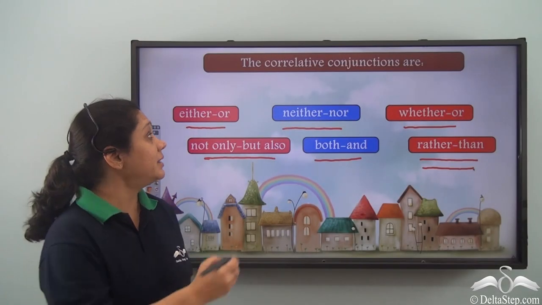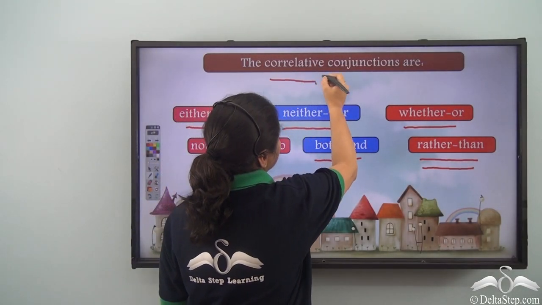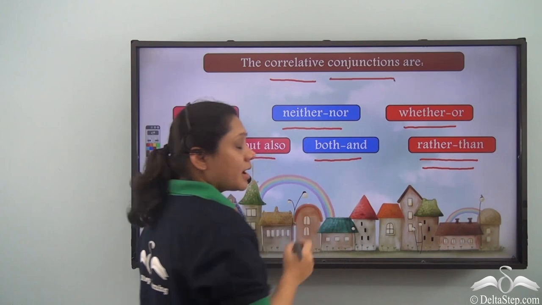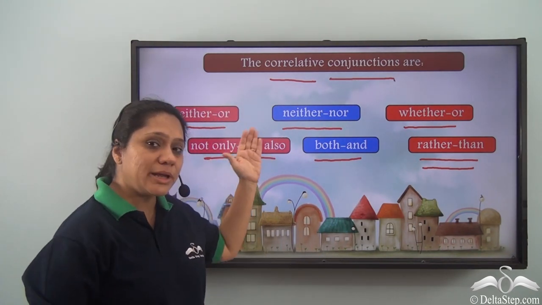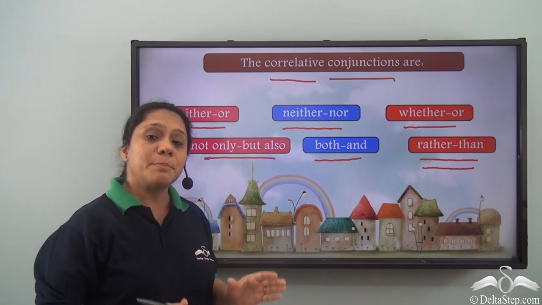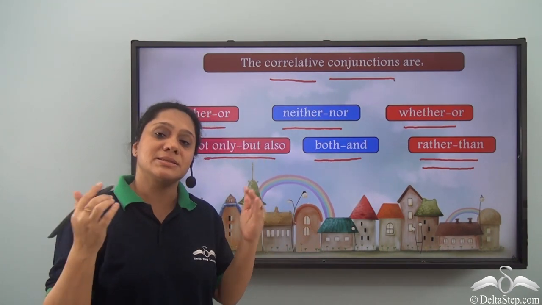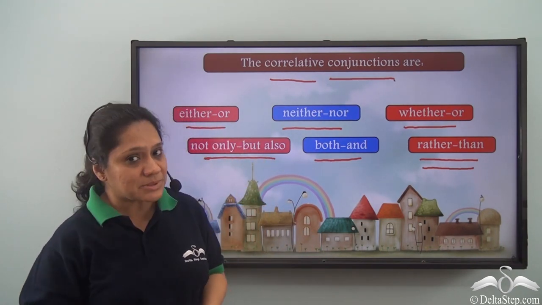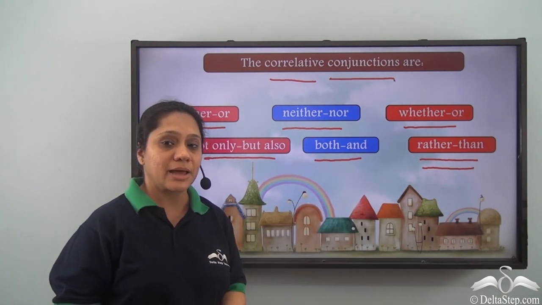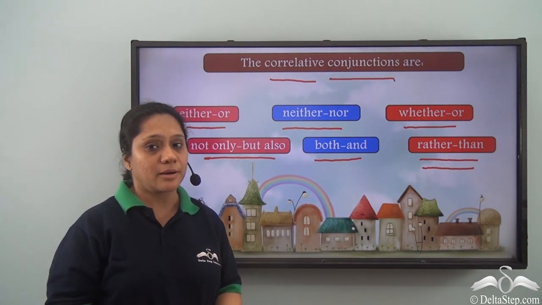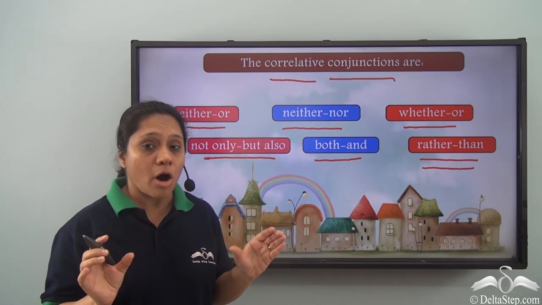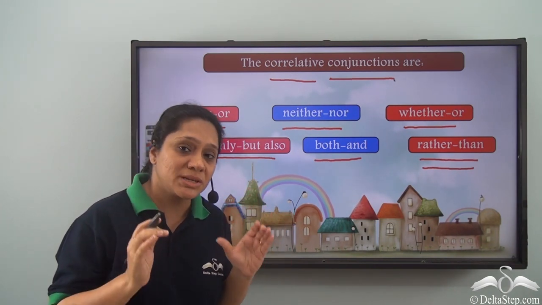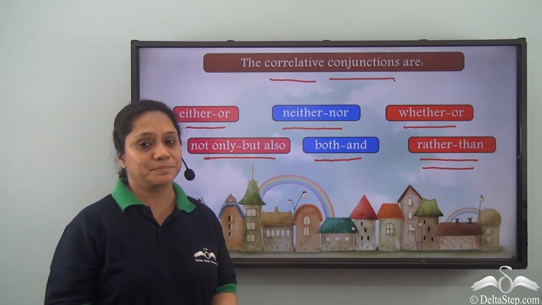So we have seen that correlative conjunctions are used in pairs. That means they are usually used together. They are put in separate places in the same sentence, or sometimes, as in the case of rather than, they are written next to each other to join two important or two equally important independent clauses.